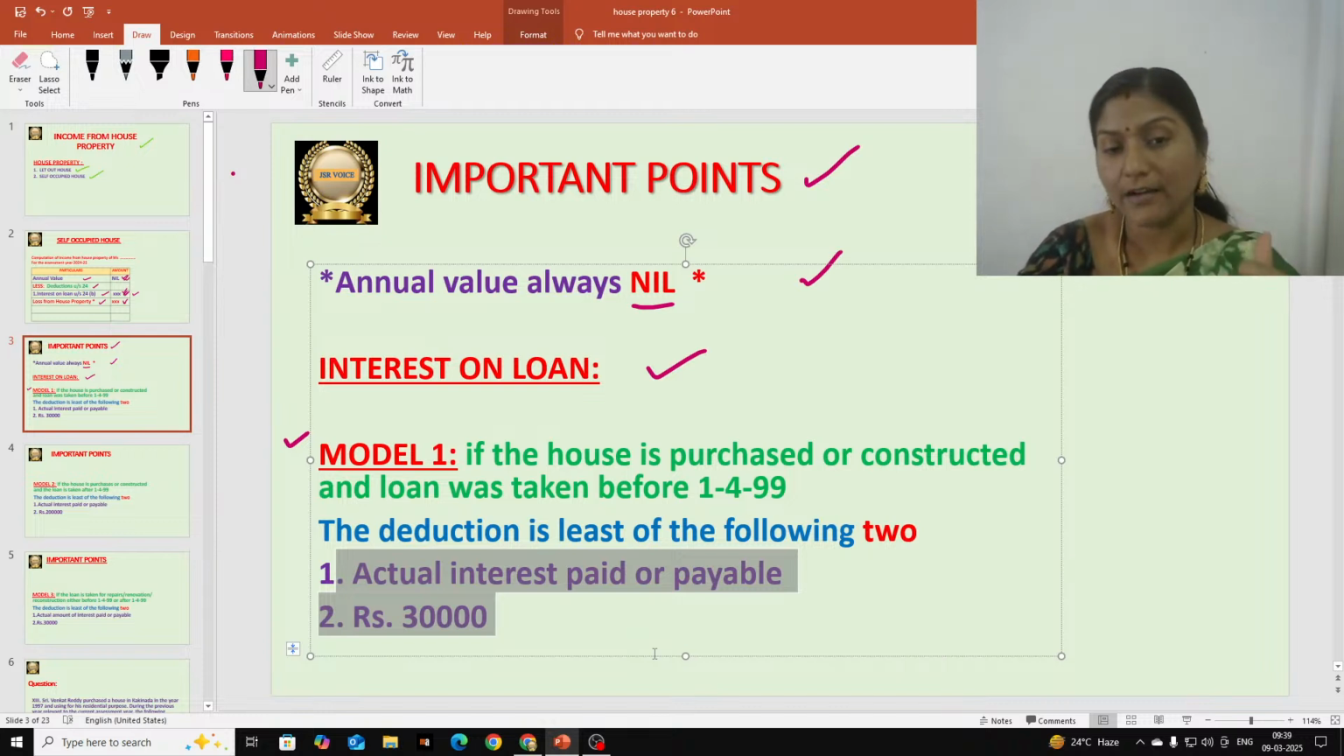Hope this is clear. But we apply this model 1 only if the house is purchased or constructed, and the loan was taken for that purpose, for constructing or purchasing the house, before 1-4-99. Then only are we going to follow this model 1. Hope this is clear. Okay, let us go to the next model.